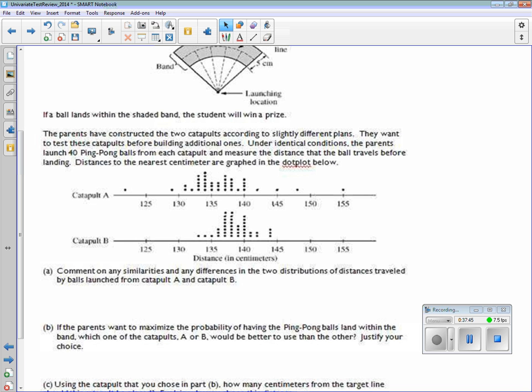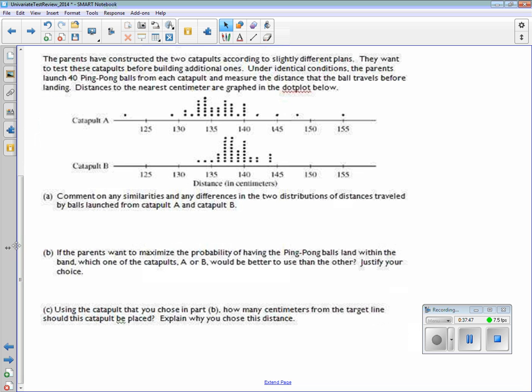Okay. So down here, if the parents want to maximize the probability of having the ping pong balls land in the band, which one should they use? Why? Because B is more accurate. Would you agree with that? Next. Catapult C. I'll let you read that one. I don't want to answer it all for you, but yes. Very good question.